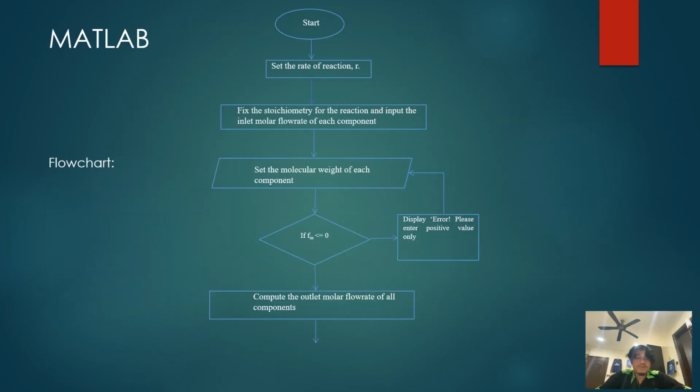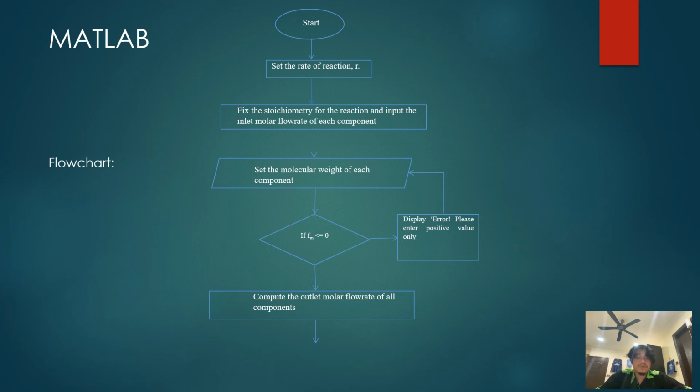Next, I will proceed with MATLAB. We use MATLAB to calculate the mass balance and at the end, we manage to compare with manual calculation. So, this is the flow chart. We begin with start and set the rate of reaction R. We want to calculate and compare the value for the continuous stirred tank reactor, so we use a rate of reaction equal to 99 kmol per hour.